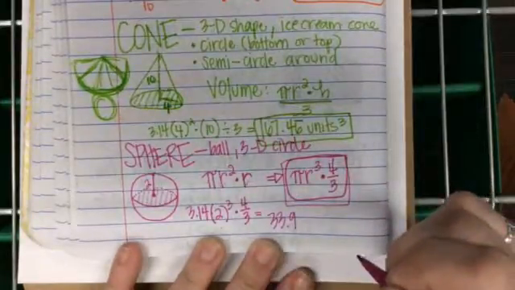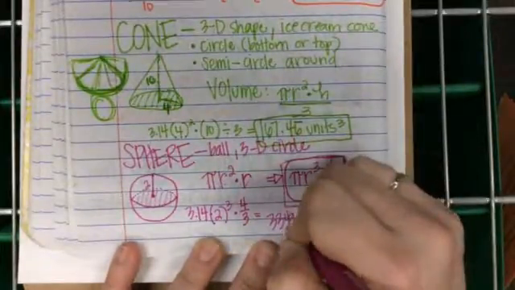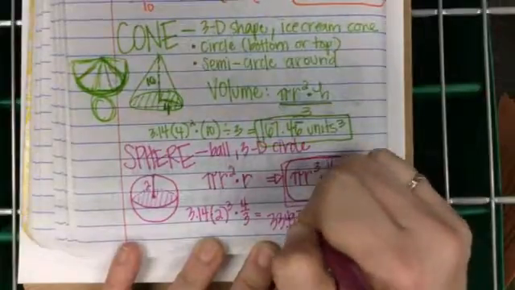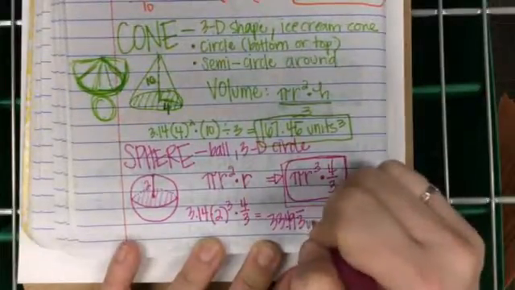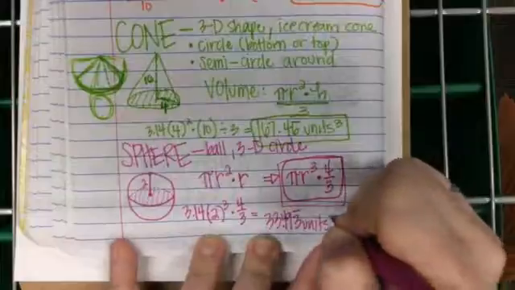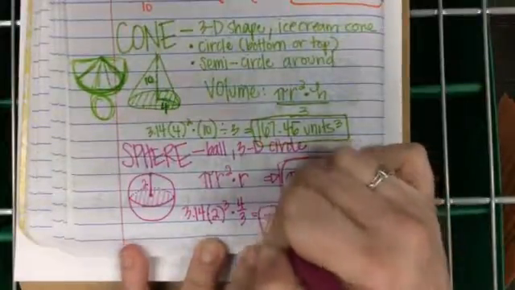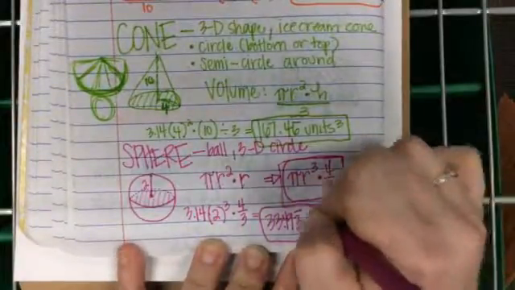33 point what? 493 repeating. Yes. Units what? Cubed, because it's volume.